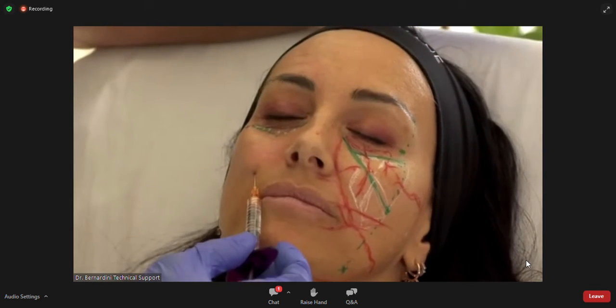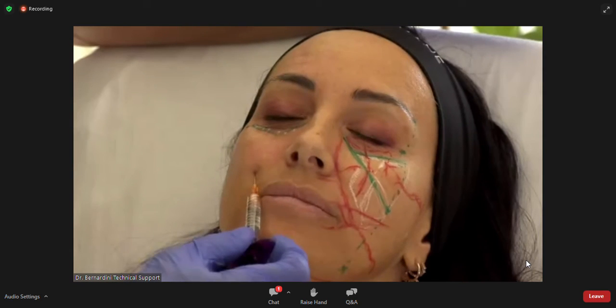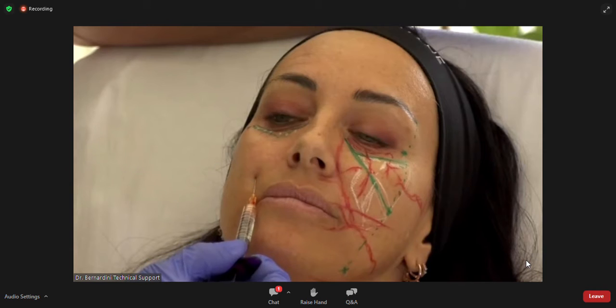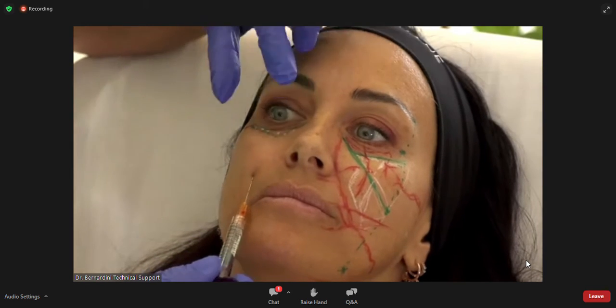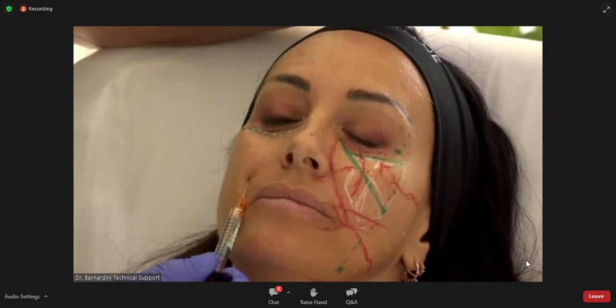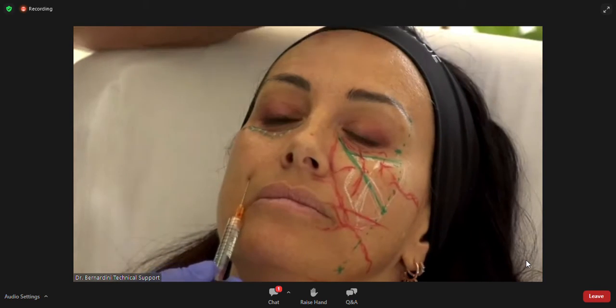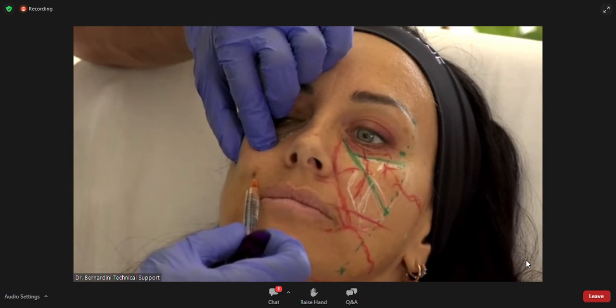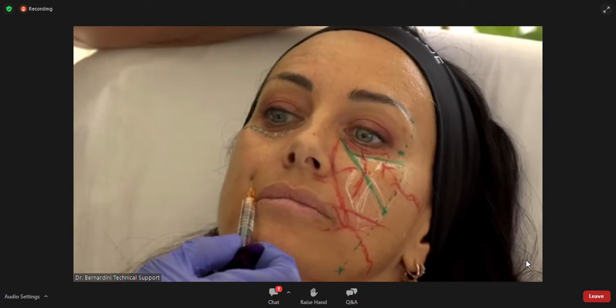Okay, so as you see here, again, diving deep. Okay, so I'm delivering small aliquots of filler in the spots where I pre-marked before with my white pencil.